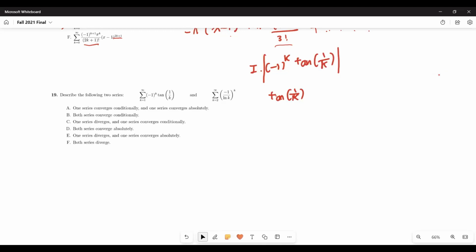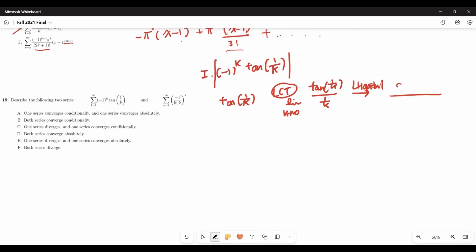And then if you apply the limit comparison test, tangent of 1 over k over 1 over k, as k goes to infinity, if you plug in infinity, it's going to be undefined. So you do L'Hopital's rule. So this becomes secant squared of 1 over k times negative 1 over k squared, over negative 1 over k squared.